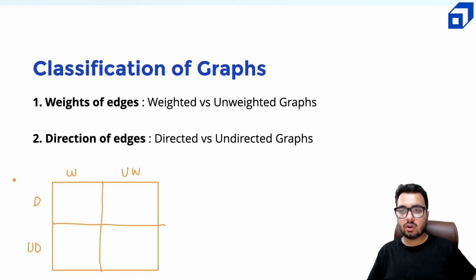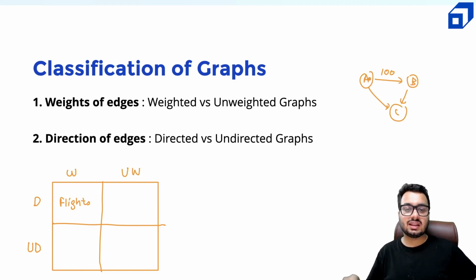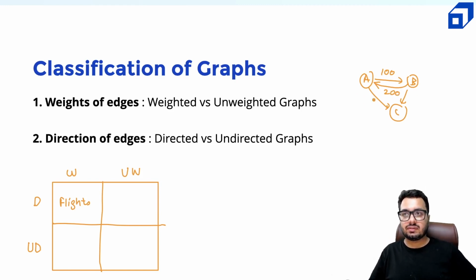Okay, so what would be an example of a directed and a weighted graph? For example, from A to B, and there is a cost associated with it. This can be your graph of different flights across cities, because flights will have a cost and they will have a direction. So if there is a flight from A to B, it is possible that there is no flight from B to A, or B to A flight has a different cost. This will be a directed and a weighted graph.